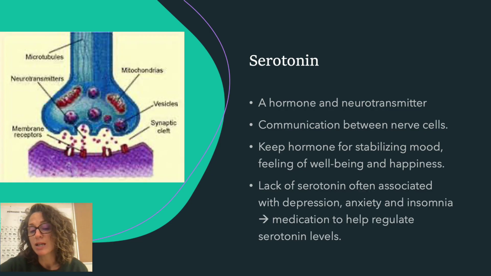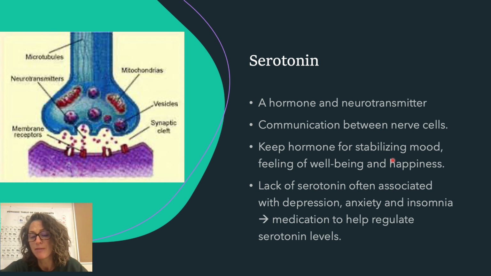Interestingly, leading up into Unit 4, we'll talk more about this, but I just like to tie it all together. So we have serotonin, which is a hormone and more commonly known as a neurotransmitter. Neurotransmitters are communication between nerve cells and the rest of the body. This hormone is used for stabilizing mood and feeling of well-being and happiness.